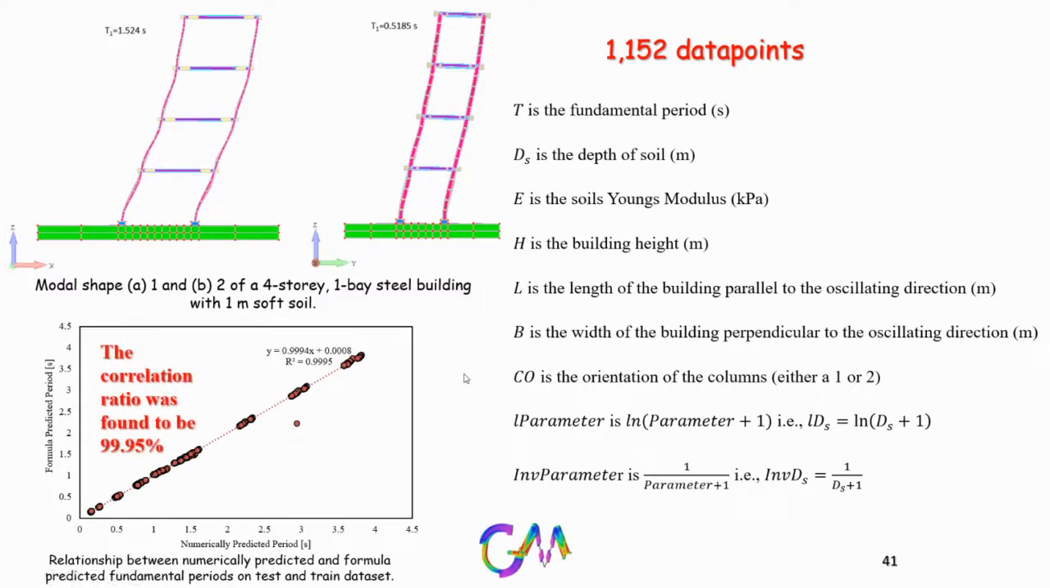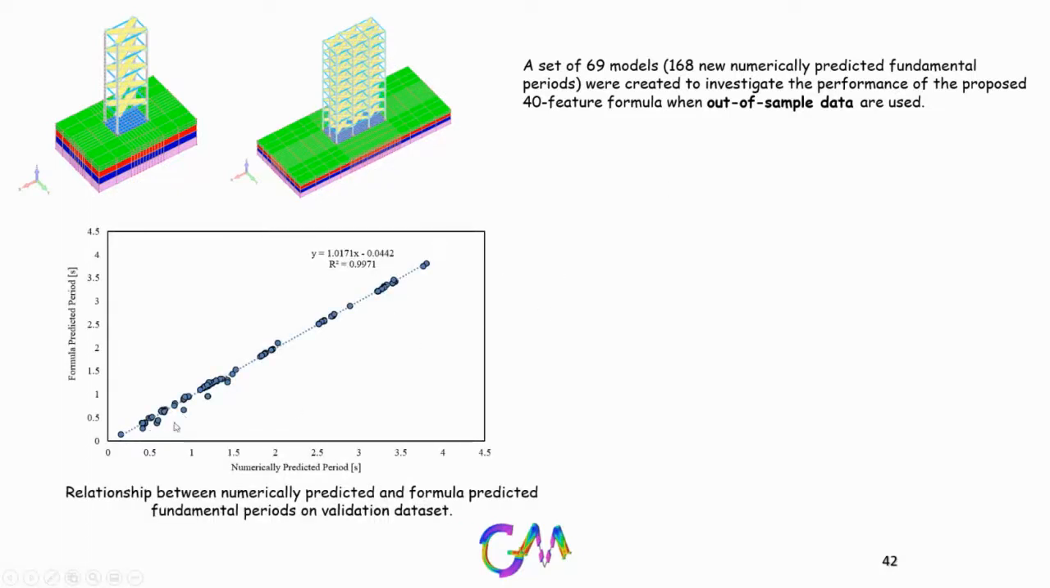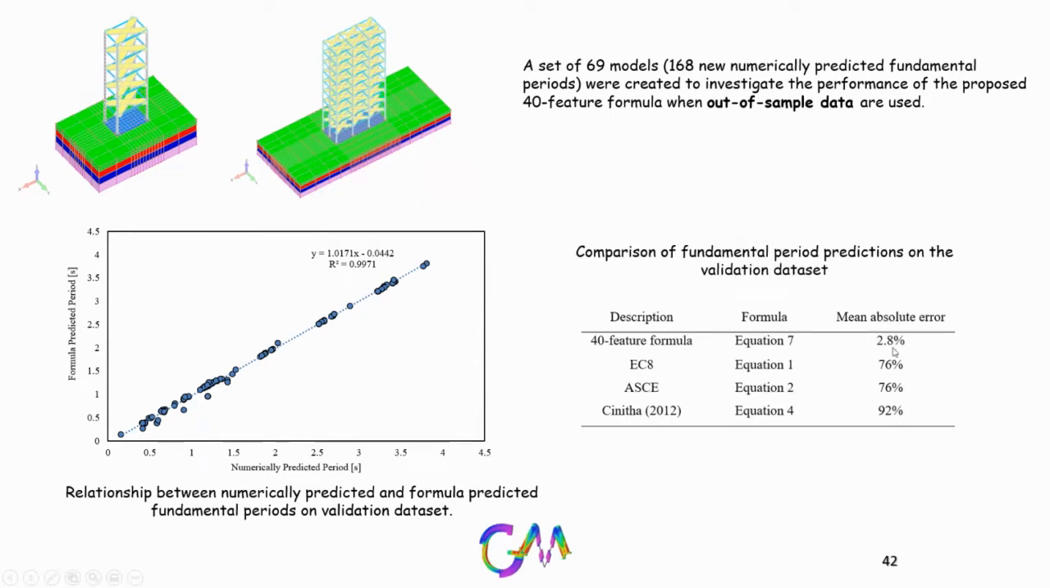And of course, the proposed formula was tested and validated on 168 new numerical predicted fundamental periods that derived from models that we did not use to get their results and use those results to train our formula. So they are out of sample data. And of course, as you can see, the out of sample predictive capabilities of the developed formula are excellent. 99.7% was the correlation factor. And if you compare, our mean absolute error was 2.8%, which is practically zero.